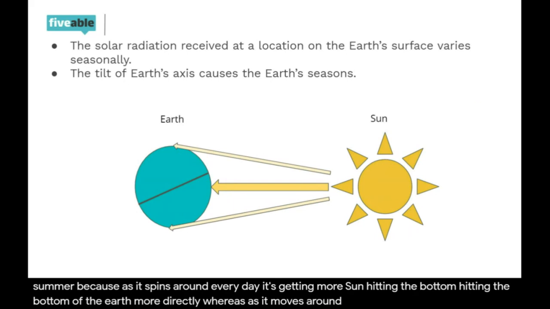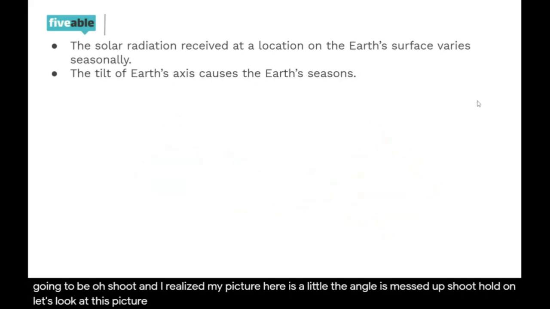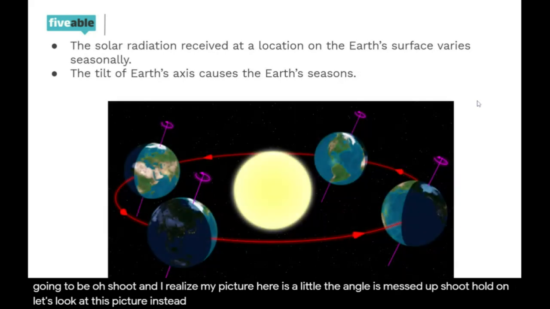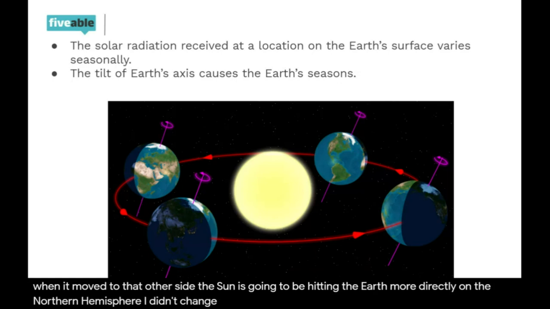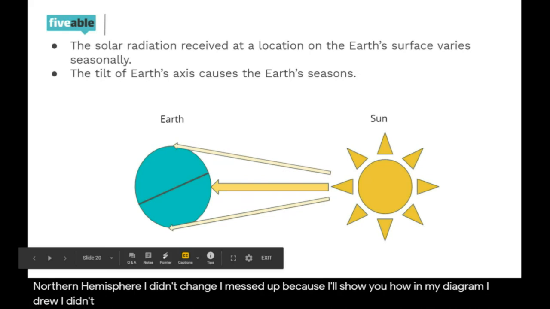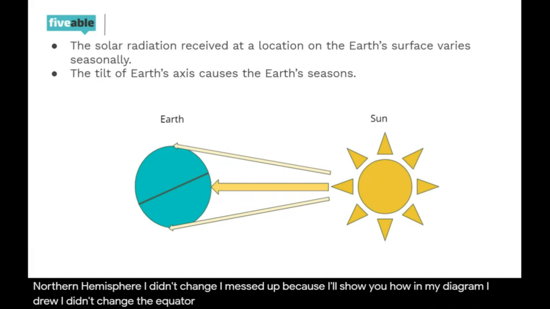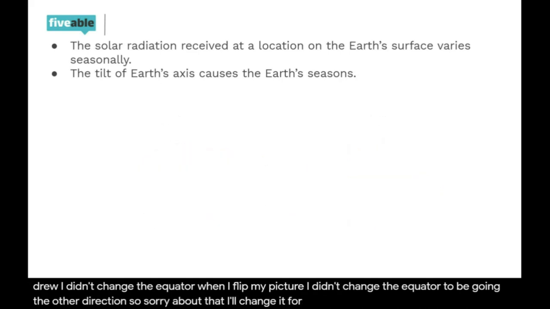as it moves around the sun to the other side, it is going to be, oh shoot, and I realize my picture here is the angle is messed up. Shoot, hold on. Let's look at this picture instead. This picture will show it better. So this picture will show how when it moved to that other side, the sun is going to be hitting the Earth more directly in the northern hemisphere. I messed up because I'll show you how. In my diagram I drew, I didn't change the equator. When I flipped my picture, I didn't change the equator to be going the other direction. So sorry about that. I'll change it for the notes.